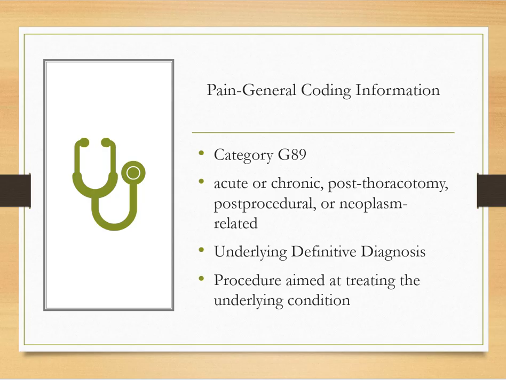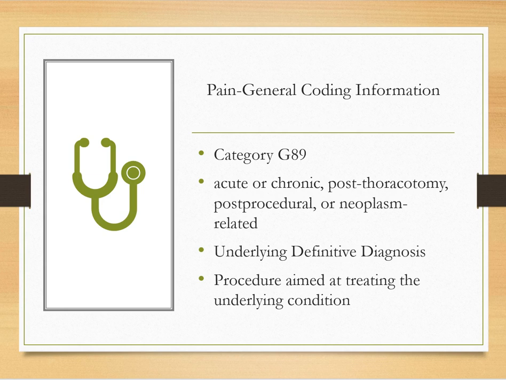Next up, we're going to look at a huge category for the nervous system, which are pain codes, which fall under category G89. First, let's take a look at some general coding information. Category G89, which is pain not elsewhere classifiable, can be used in conjunction with codes from other categories to provide more specific detail about acute or chronic pain, as well as situations when the patient has neoplasm-related pain. However, there are some exceptions.